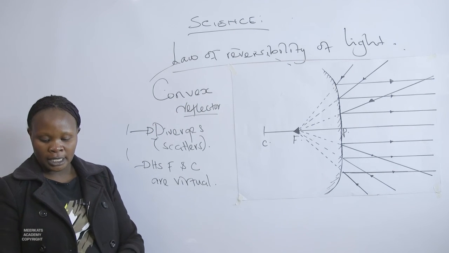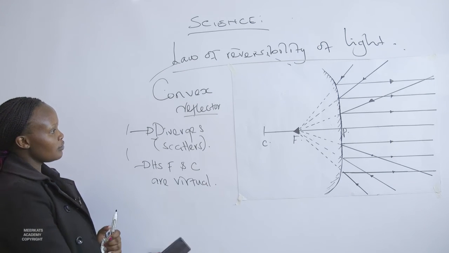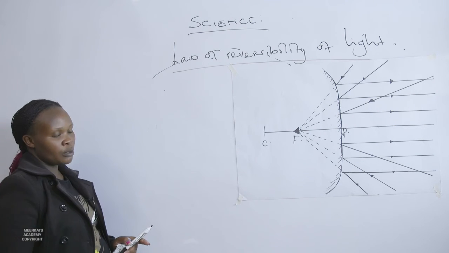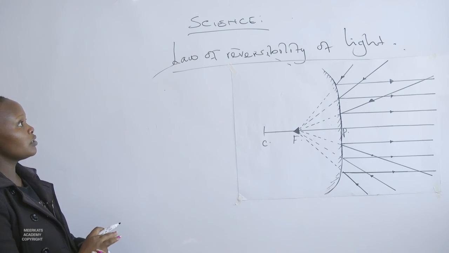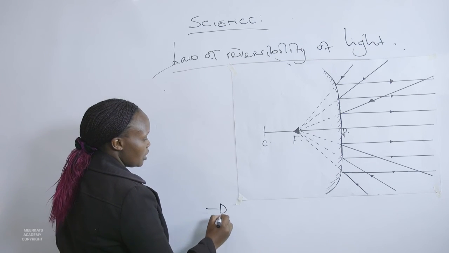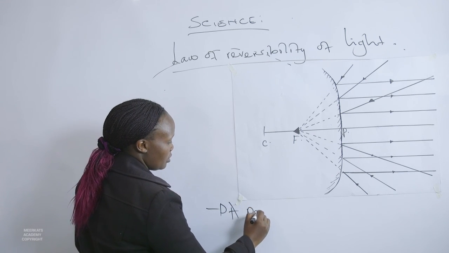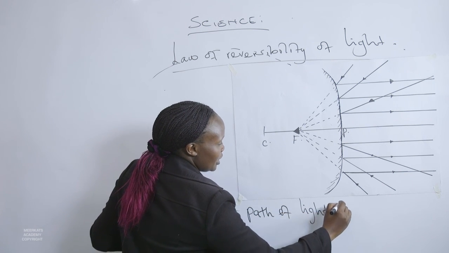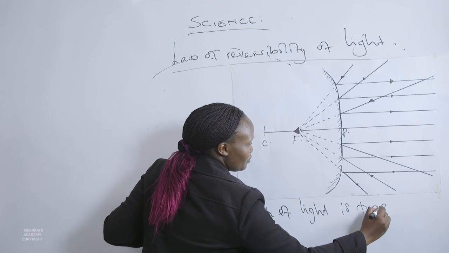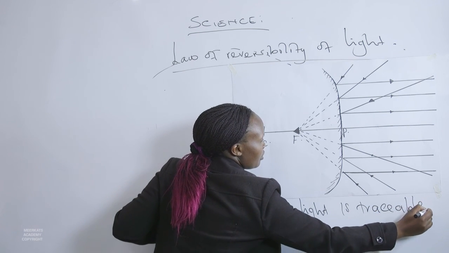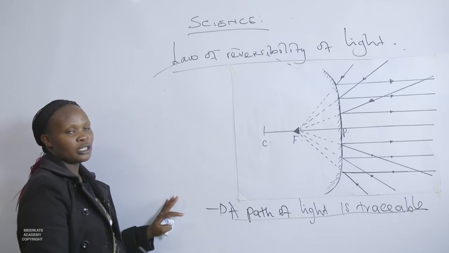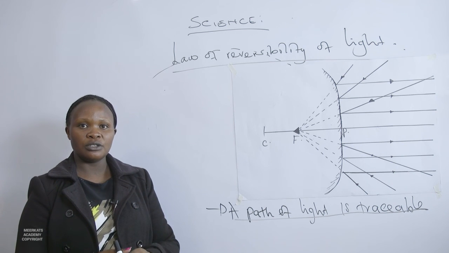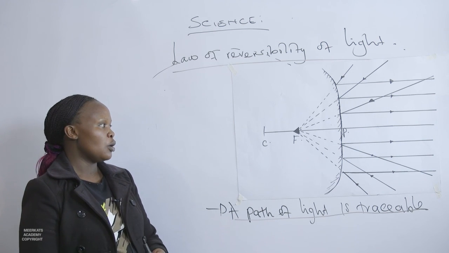That is to mean that you can reverse the direction of a ray. For that, we come up with the law of reversibility of light, which states that a path of light is traceable. You just need to reverse your light and you have your original direction of motion of rays.